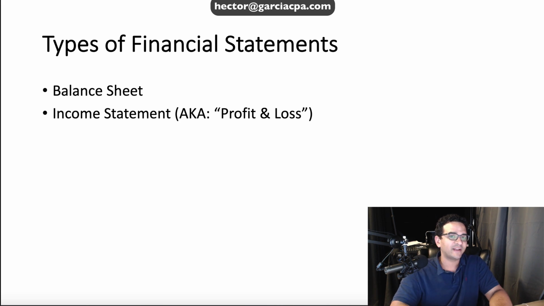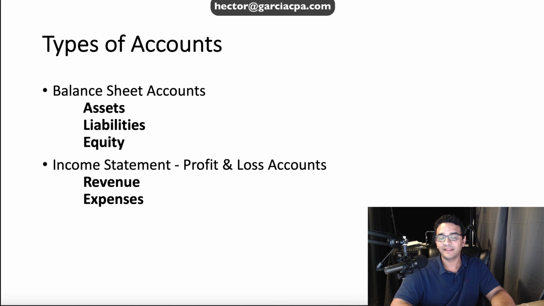Now, when you prepare financial statements, typically you need to see both reports to get the full picture of what's going on. And any given transaction could affect an account that lives in the balance sheet or an account that lives in the income statement, or possibly accounts that live in both.